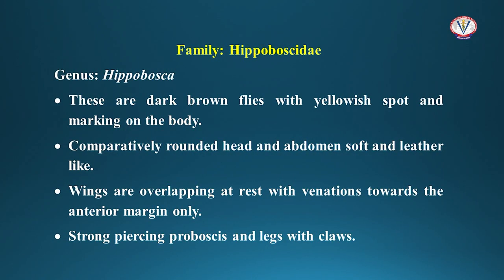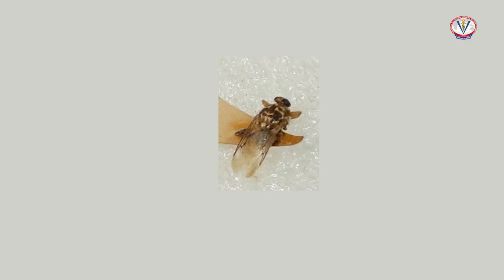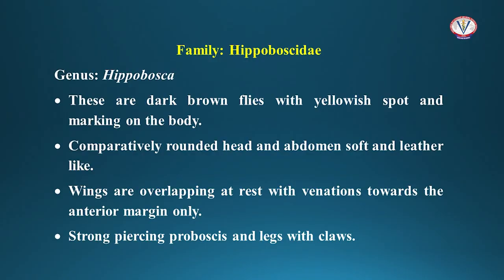Family Hippoboscidae. These are dark brown flies with yellowish spots and markings on the body. They have a comparatively rounded head and the abdomen is soft and leather-like. Wings are overlapping at rest with venation towards the anterior margins only. They have a strong piercing proboscis, and the legs have claws.